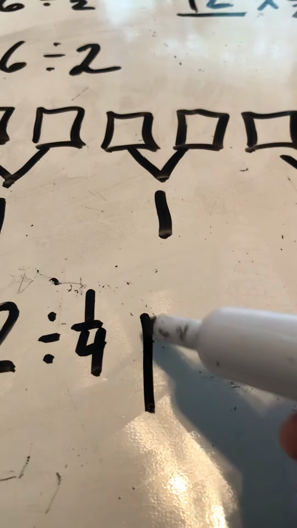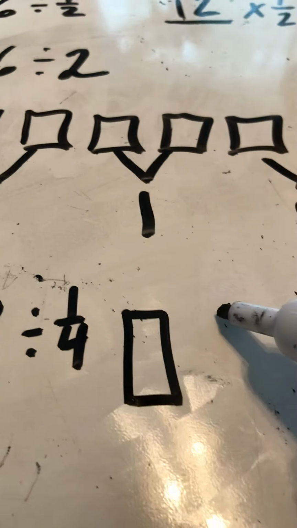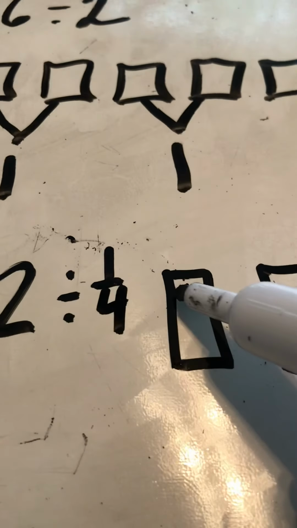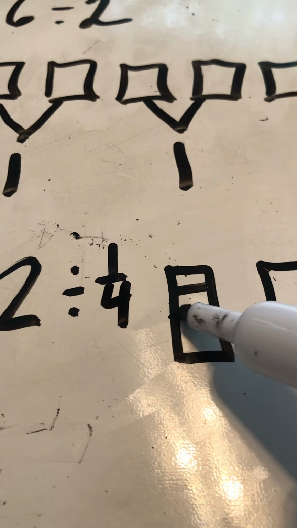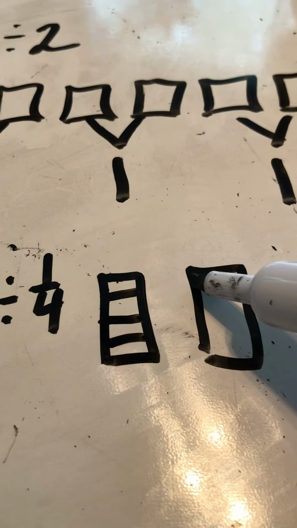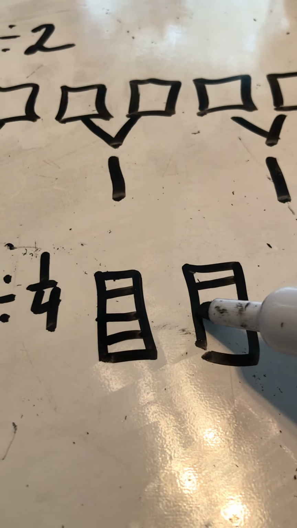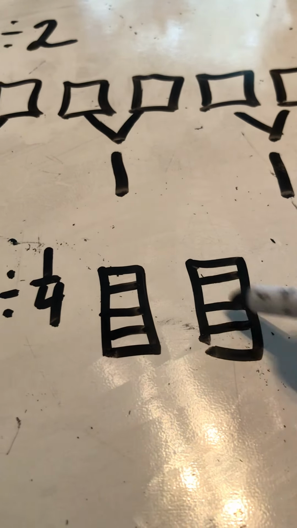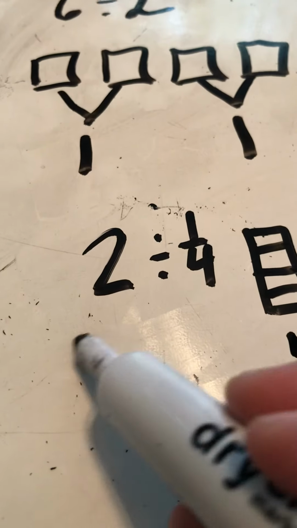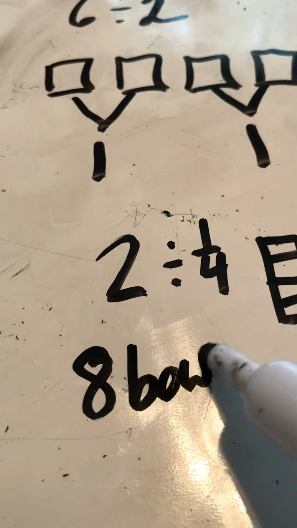Well, a way to do this is to just draw it out for these initial problems, right? So here's my 2 yards of ribbon. I'm going to break this into fourths. So there's 1, 2, 3, 4. 1, 2, 3, 4. There's 4 here. So how many bows can I make? Felix can make 8 bows.